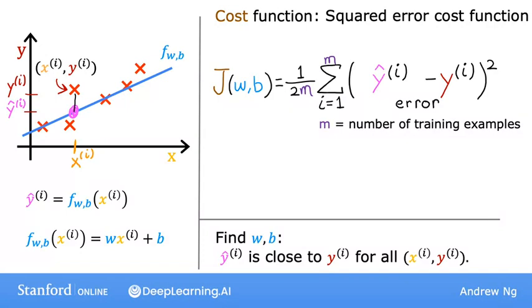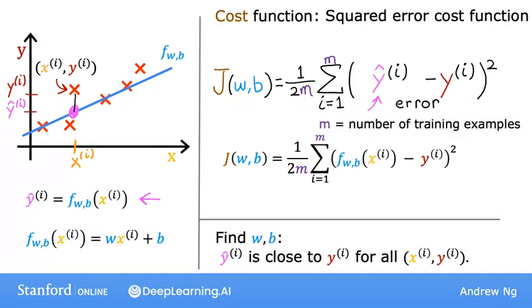So just as a reminder, the prediction y hat is equal to the output of the model f at x. So we can rewrite the cost function J of w,b as 1 over 2m times the sum from i equals 1 to m of f of x i minus yi, the quantity squared. Eventually, we're going to want to find values of w and b that make the cost function small. But before going there, let's first gain more intuition about what J of w,b is really computing.